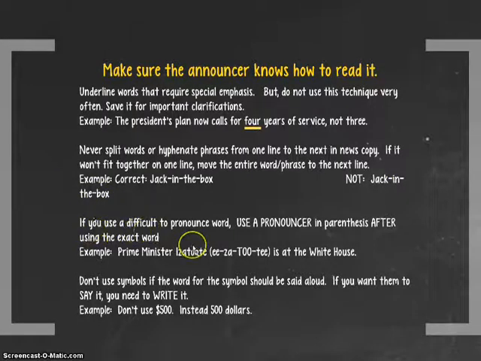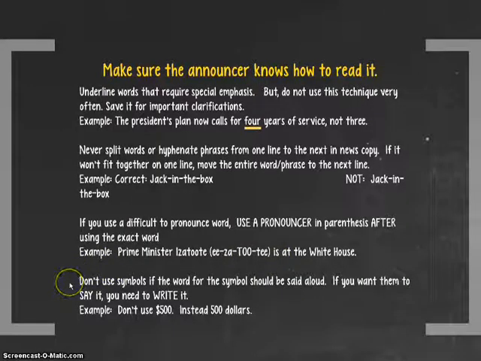If you use a difficult to pronounce word, you should use a pronouncer in parentheses after using the exact word. So for example, this says Prime Minister Isa Tui is at the White House. This is the way it's really spelled, and this is the pronouncer.